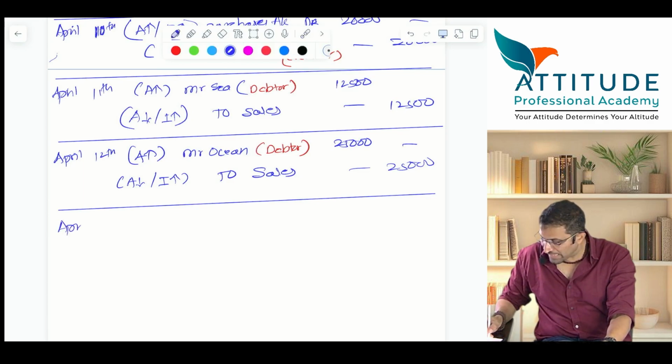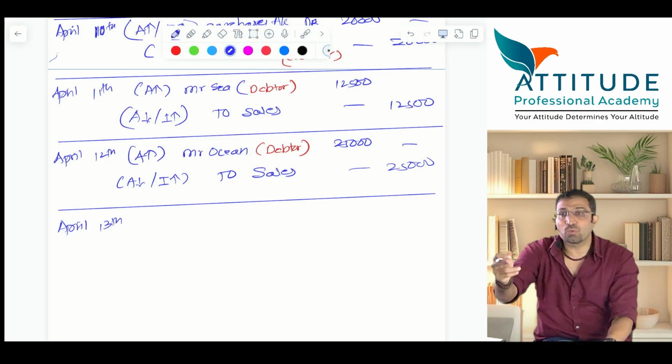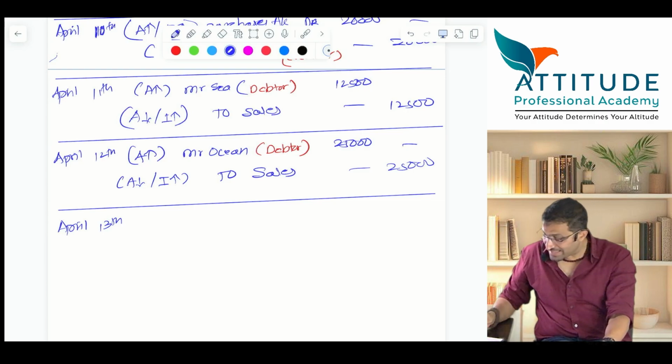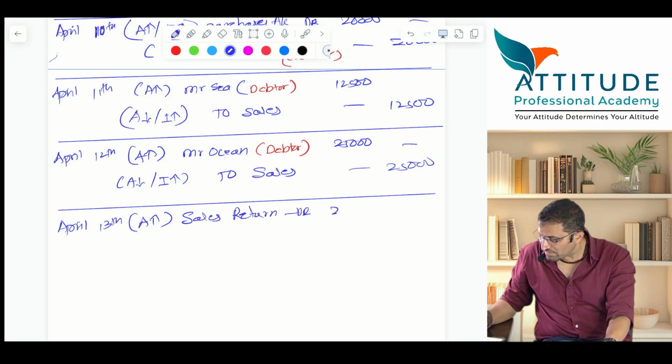What did you get? I'll ask you a question. Mr. C returned the goods to you. What did you get? Goods. You had sold the goods to him. Now the goods are coming back to you. So asset increases. We'll call it sales return. Sales return, 2,500.